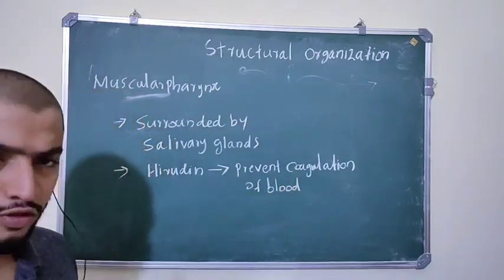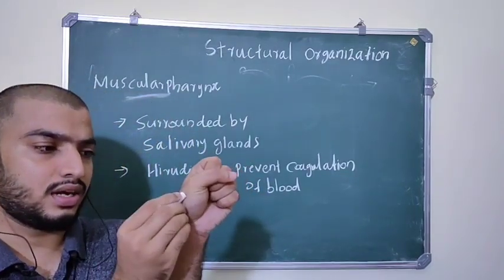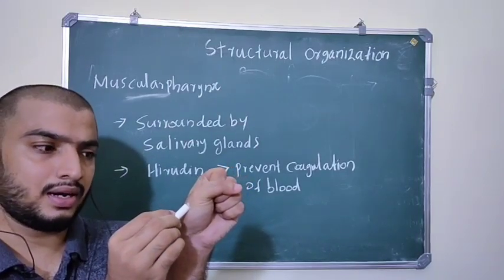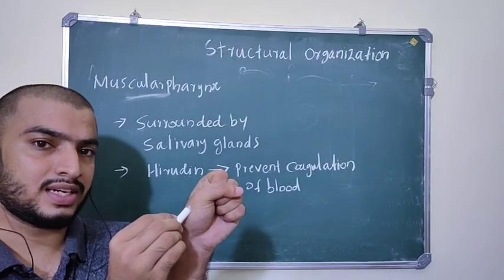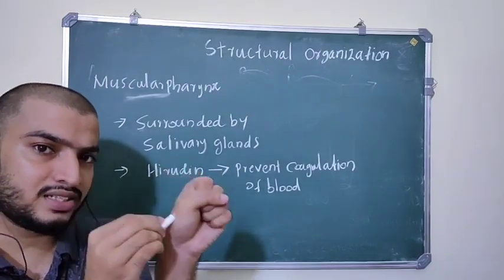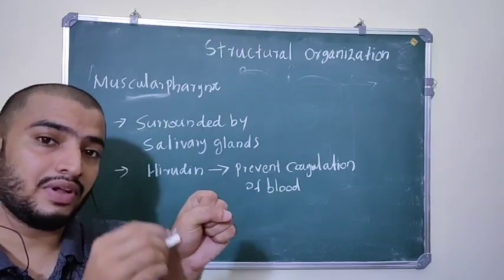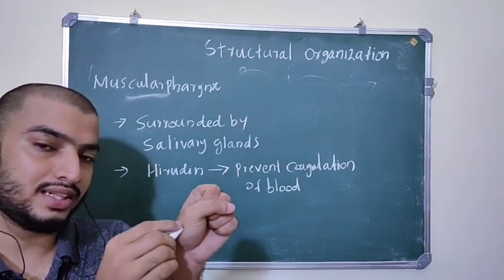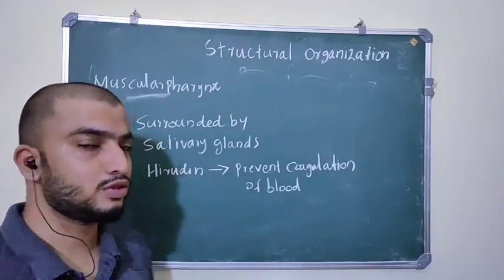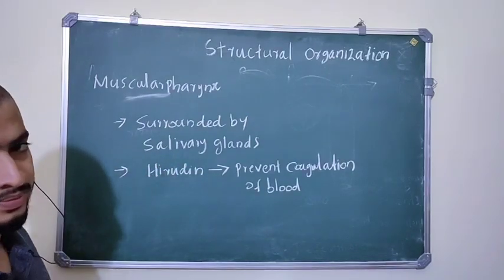For example, this is a leech, and it bites on our body skin and sucks the blood. At that time, what happens? There is a chance for blood clotting, blood coagulation. But the leech produces a chemical called hirudin, and this hirudin can prevent the coagulation of blood. So the leech can easily suck the blood into its body. This hirudin is produced by the salivary glands.